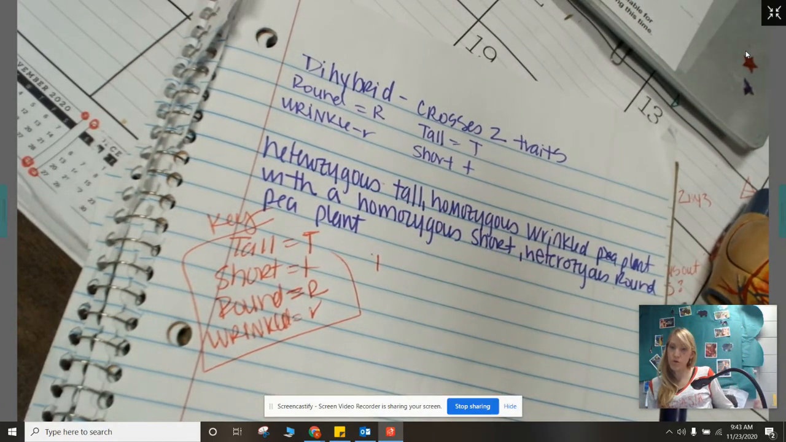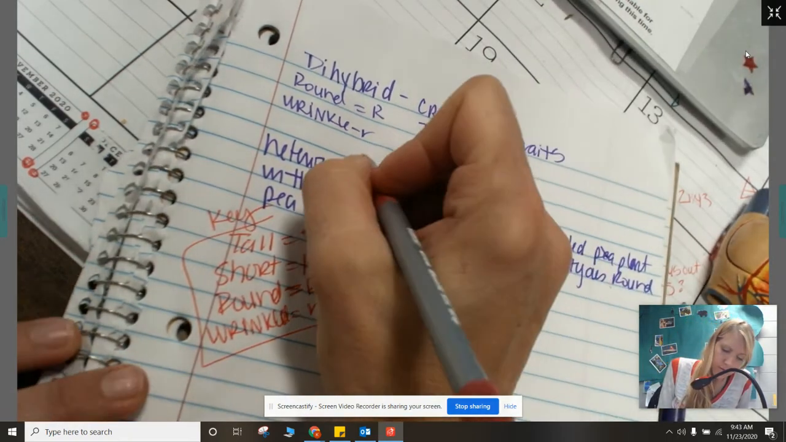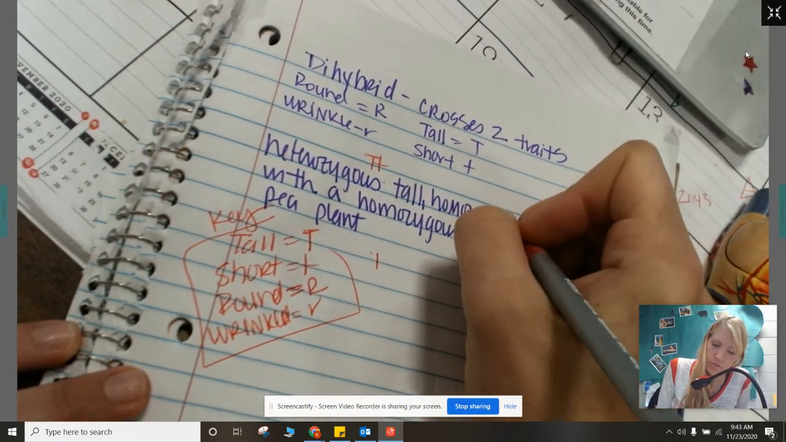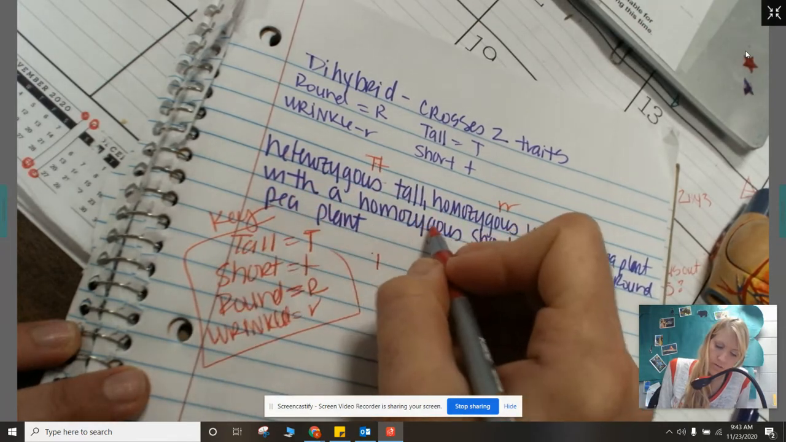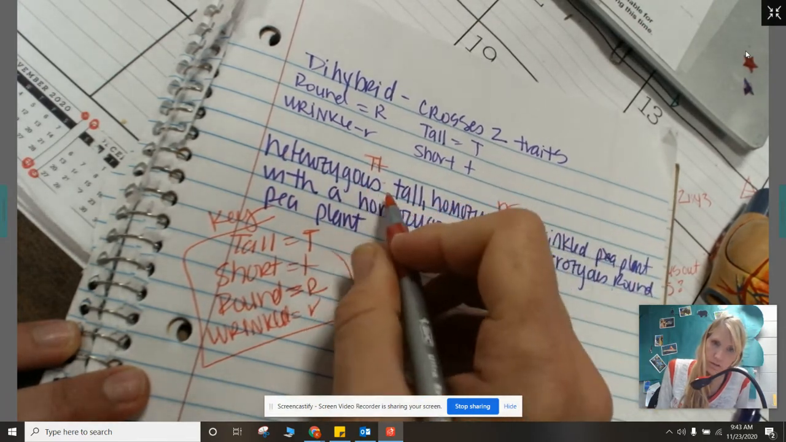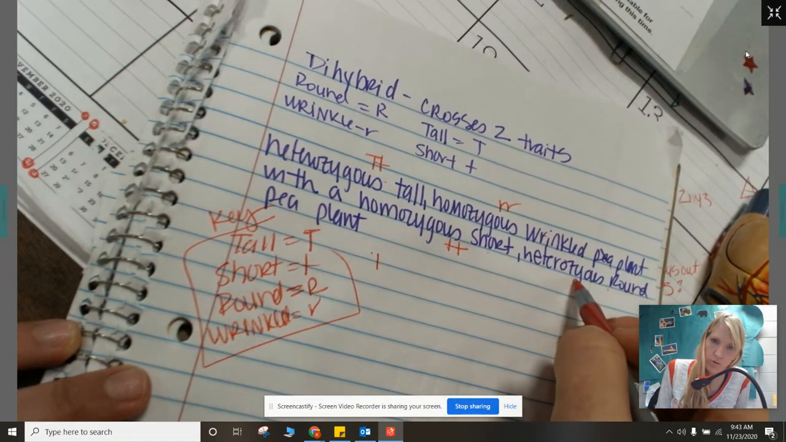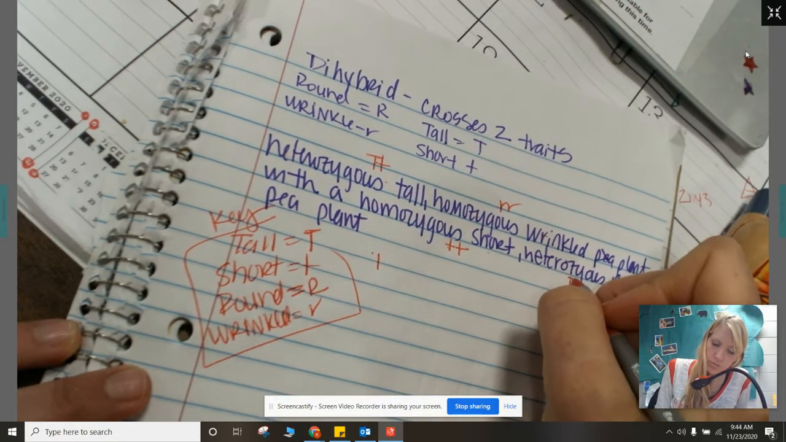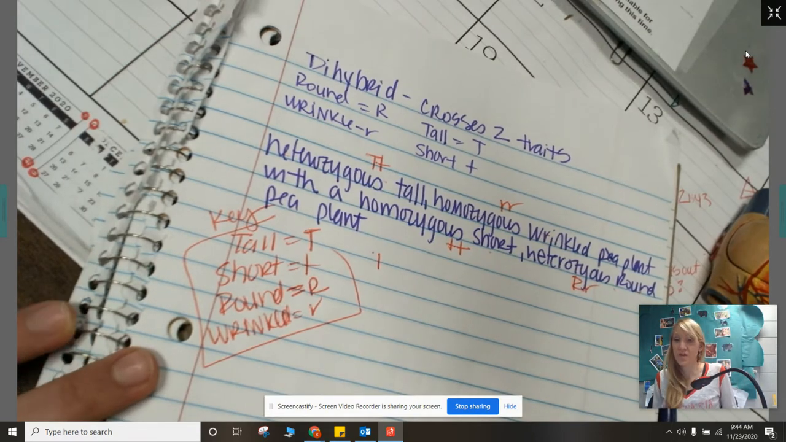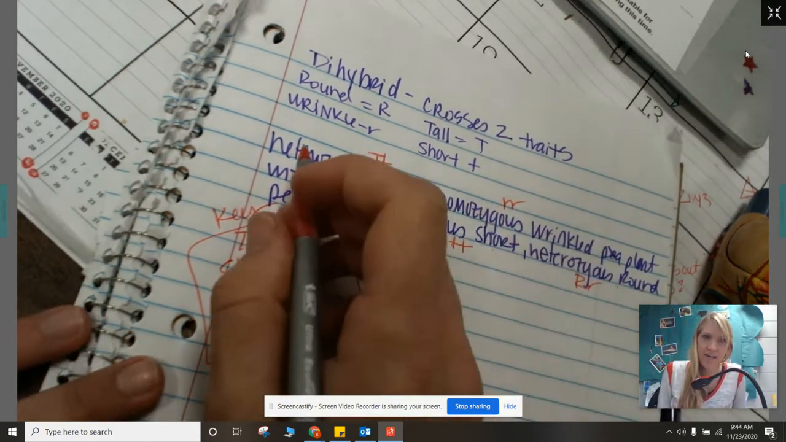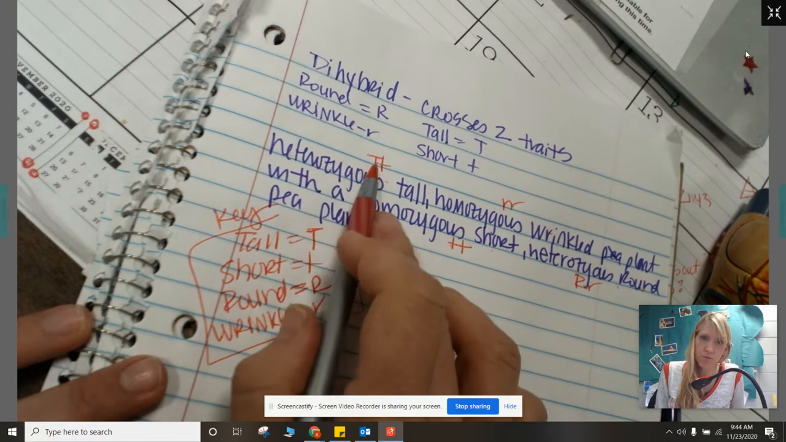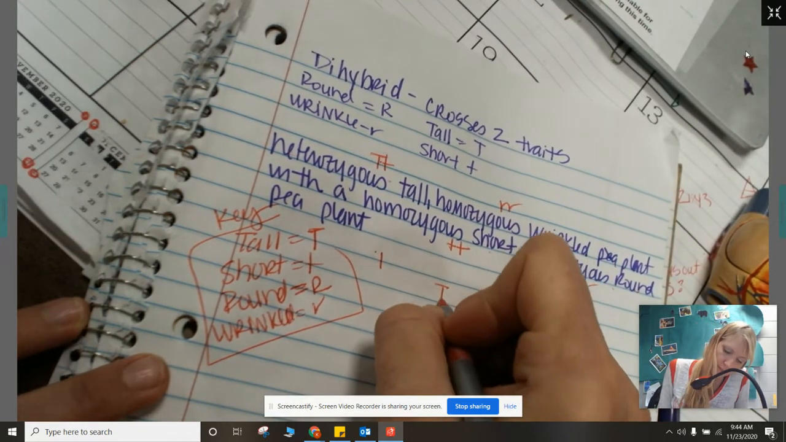Okay, now let's figure out the cross. Heterozygous tall, so that's big T, little t. Homozygous wrinkled, little r, little r. Homozygous short, little t, little t, because homo means same, short is recessive. Heterozygous round, hetero means different. Round, big R, little r. Okay, so now we use all this information. Heterozygous means one of each, so big T, little t. We did that. So we're going to write that down, big T, little t.